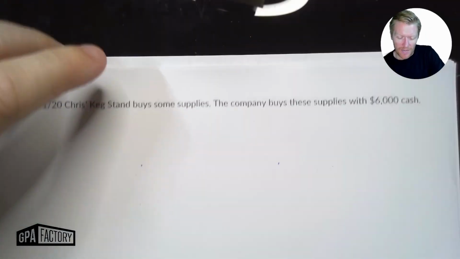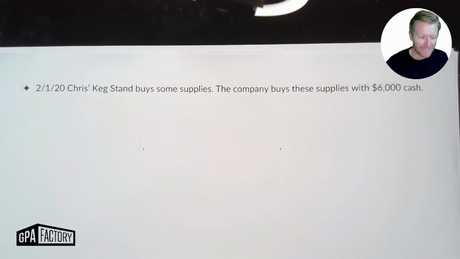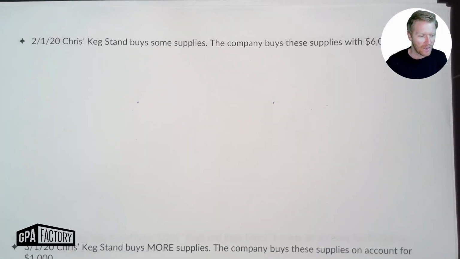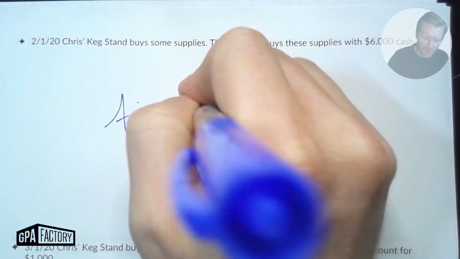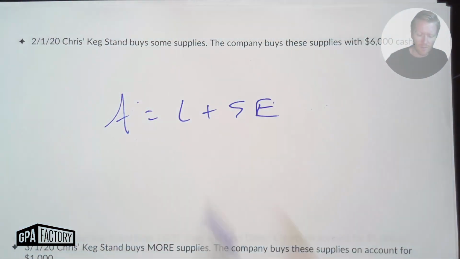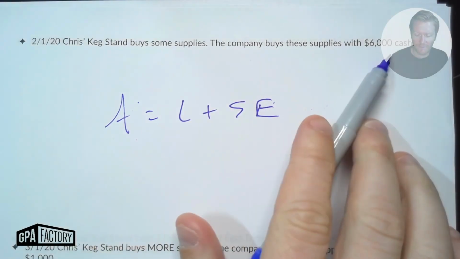Okay, Keg Stand buys some supplies. The company buys these supplies with $6,000 in cash. We've really already done this one, so we're just rehashing it. Let me get my head out of the way so you can at least see what's going on behind there. Assets equal liabilities plus stockholders' equity. We're buying some supplies. We're paying cash for these supplies.